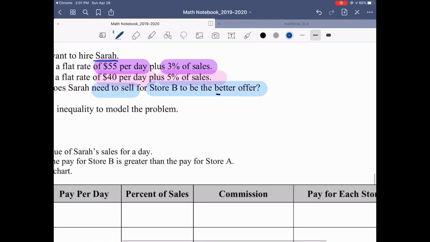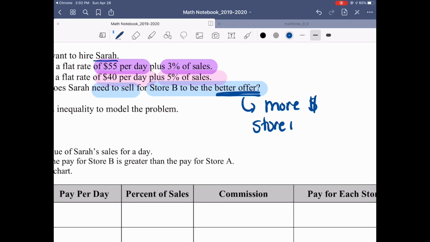Now, what does it mean to be the better offer? The better offer means that she's making more money, which means that store B money has to be greater than store A. Not greater than or equal to, not less than, it has to be greater than. So store B has to be greater than store A.